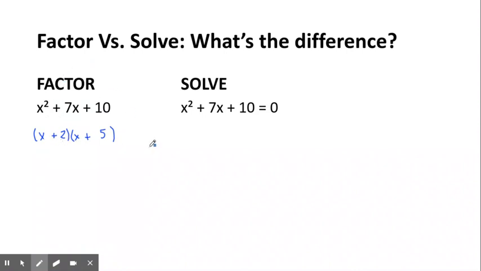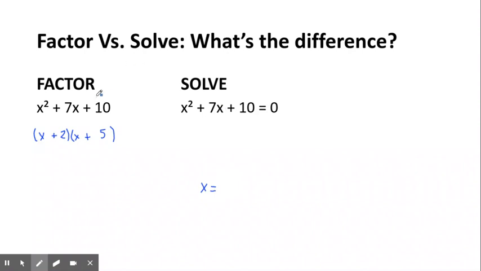The difference between this and this problem here is solving means you're actually figuring out what x equals. And notice the difference between these two things here. This is not an equation. It's an expression. I don't know what this equals. I can't solve something if I don't know what it equals. Here, this is an equation. I'm telling you all of this equals 0. And when you're solving something, you are telling me what x equals.